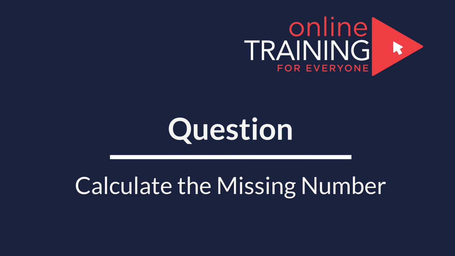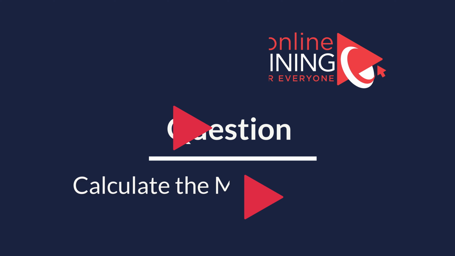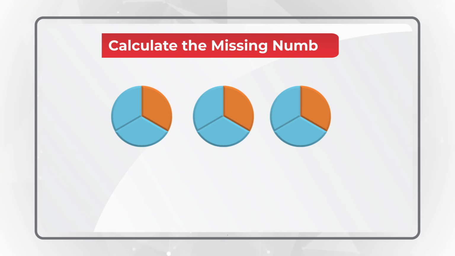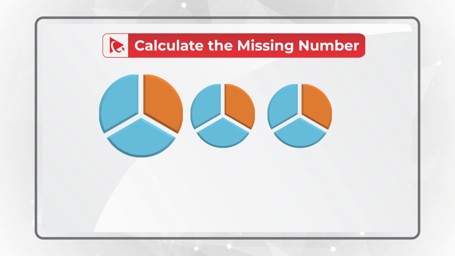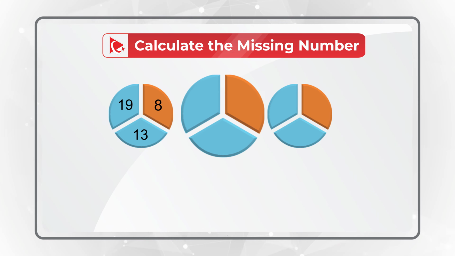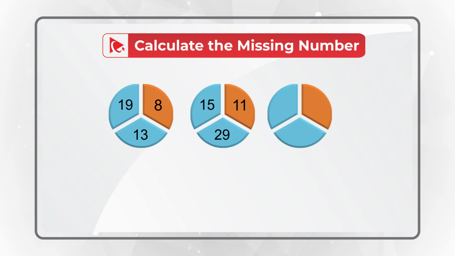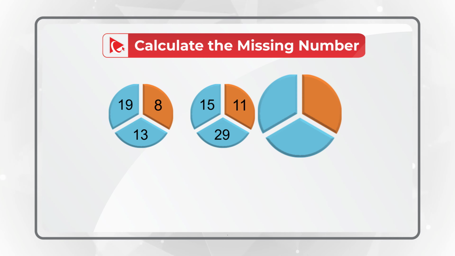Here's a puzzling question which has a very surprising solution. You're presented with 3 circles. Each circle is broken into 3 equal parts. The first circle has numbers 8, 19, and 13. The second circle has numbers 11, 15, and 29. And then the third circle has numbers 33, 31, and then 1 number is missing.